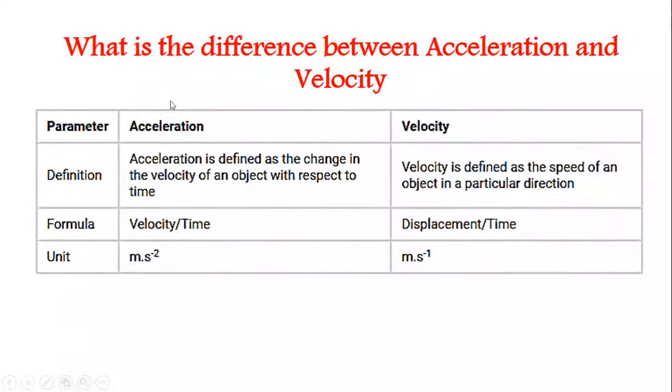What is the difference between acceleration and velocity? Acceleration is defined as the change of velocity of the object with respect to time. Velocity is defined as the speed of an object in a particular direction. The formula for acceleration is velocity divided by time, and for velocity, displacement divided by time. The unit of acceleration is meter per second square, and the unit of velocity is meter per second.